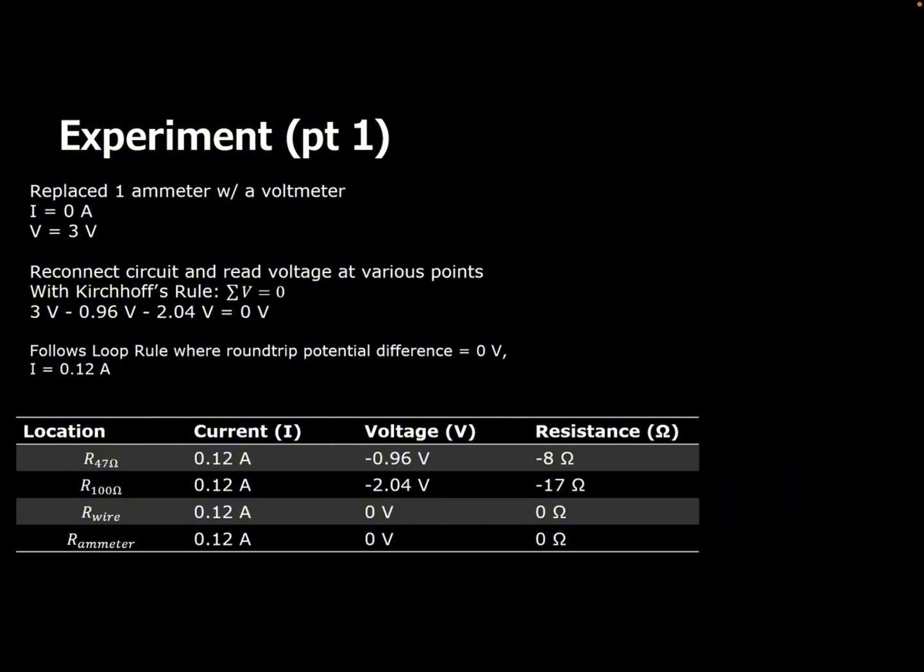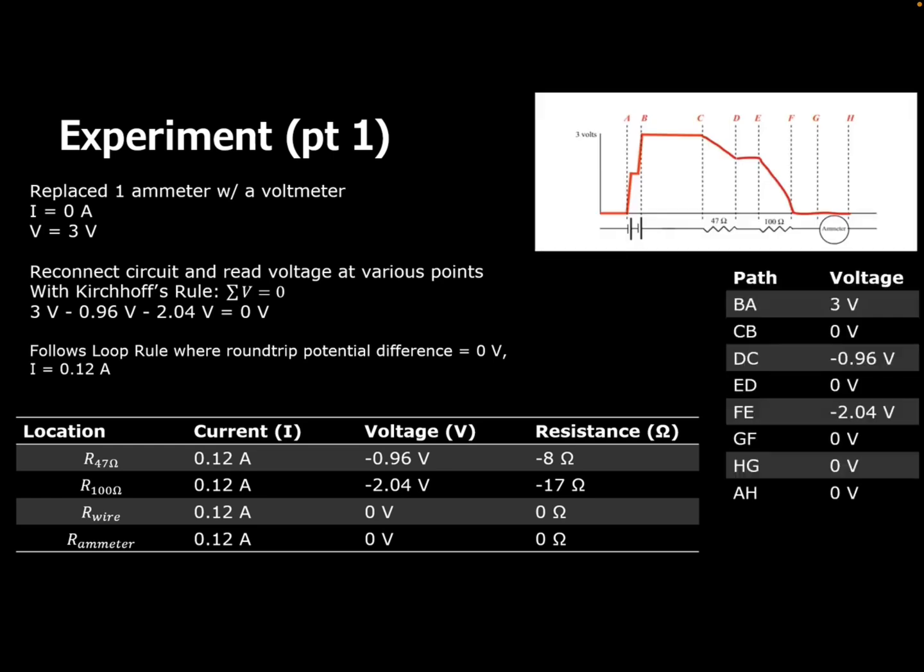In the first part of the experiment, the very top is what we did originally, and then we reconnected the circuit and read the voltage at various points with Kirchhoff's rule, where the summation of all potential differences is equal to 0. As you can see on the far right on the chart, we have a voltage of 3 from B to A, negative 0.96 from D to C, and from F to E we have negative 2.04, and when you add all those up, that is equal to 0 volts. So this does follow the loop rule, where the potential difference round trip is equal to 0 volts, and the current is equal to 0.12 amps.